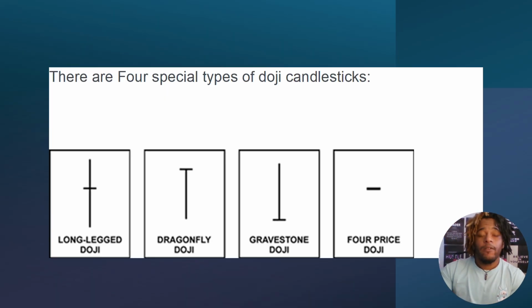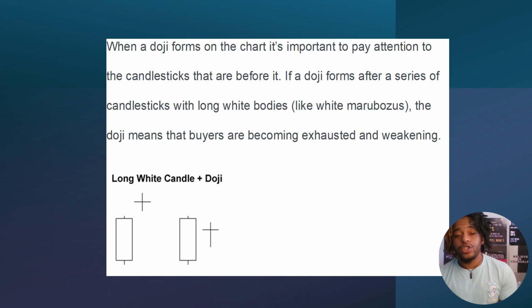Alright, so we have four types of special doji candlesticks. We have the long leg doji, the dragonfly doji, gravestone doji, and four price doji. If a doji forms on the chart, it's important to pay attention to the candlesticks before it. If a doji forms after a series of green or white candlesticks, like Marubozus, then the doji means buyers are becoming exhausted and weakening.